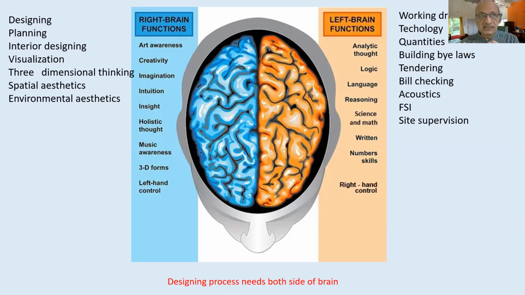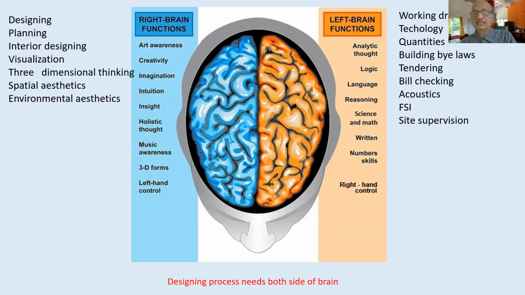In architecture, especially actual designing, planning, interior working out, visualizing something, three-dimensional thinking, spatial aesthetics and environmental aesthetics, which relates to urban design, and spatial aesthetics, which relates to designing interlocking spaces, designing corridors, and actual visualization of it, that is something which the right side of the brain gives you.